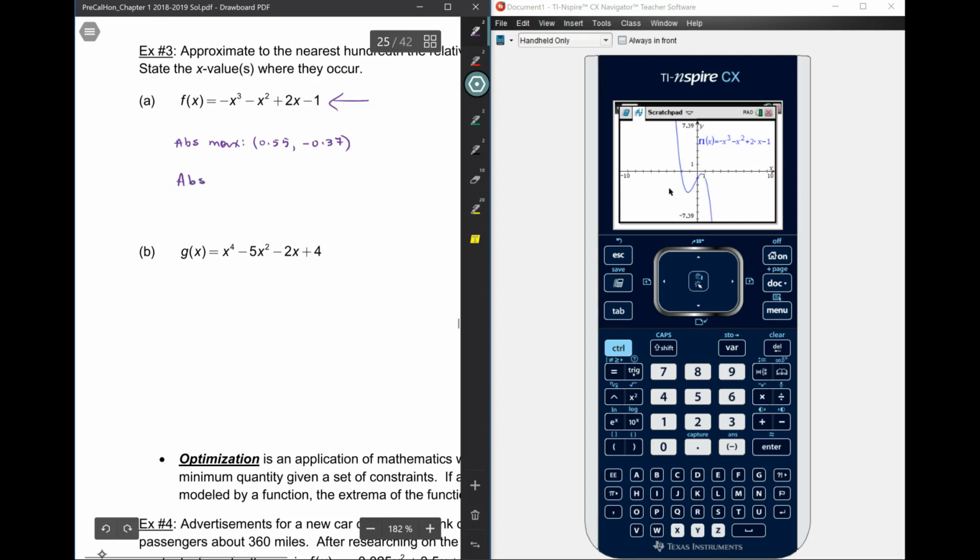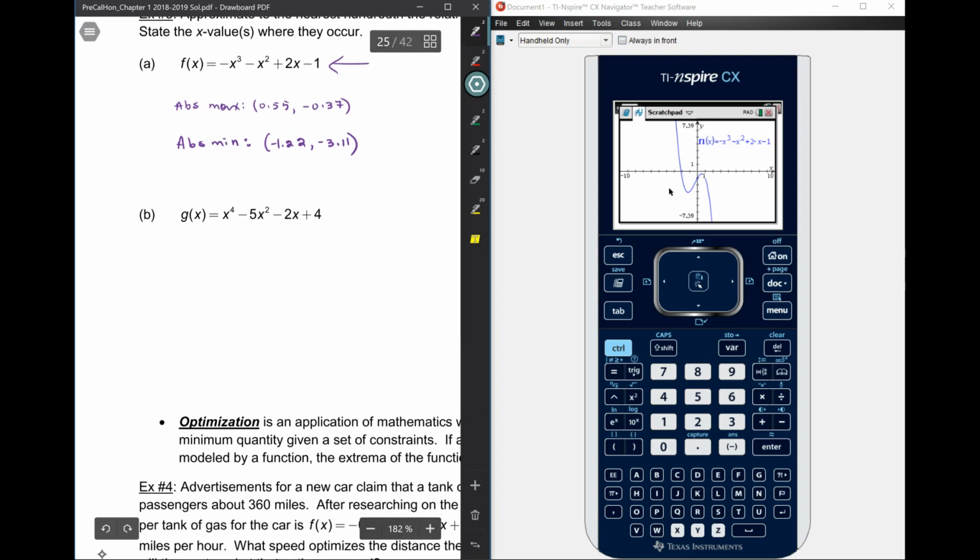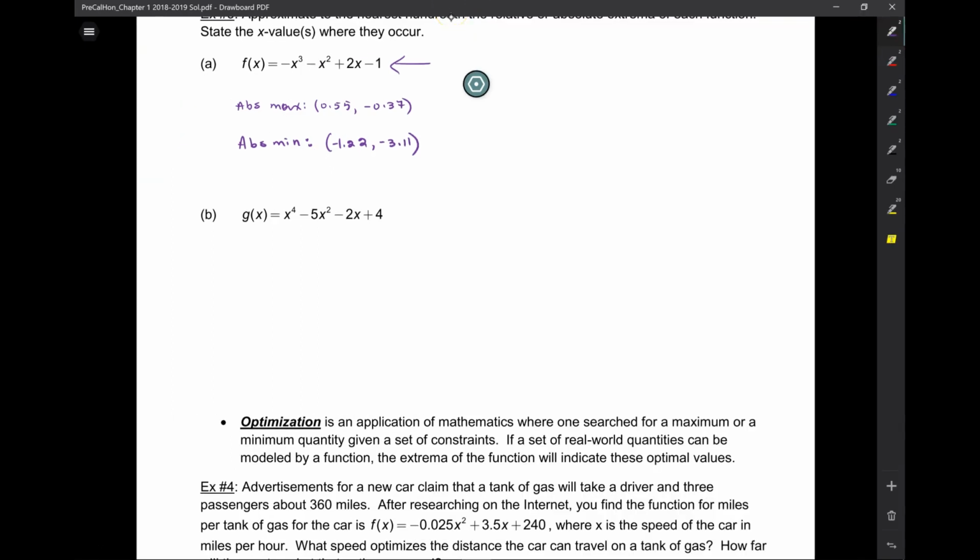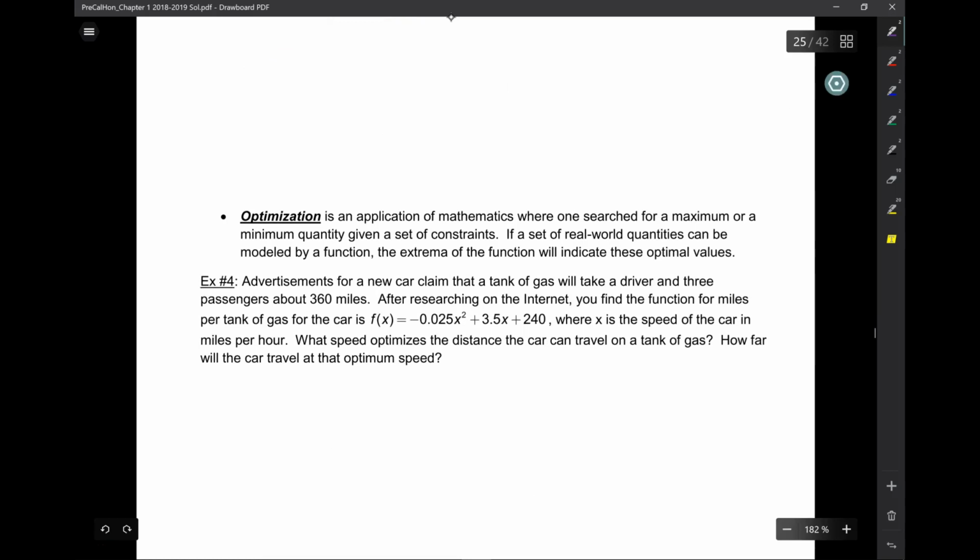Okay, so somebody else, do you have the absolute min for me? Sami? Negative 1.27. Correct. Any questions on this? Okay, so I think I'm actually going to skip that next one because I think we're pretty comfortable doing this. Let's move on to this optimization problem.